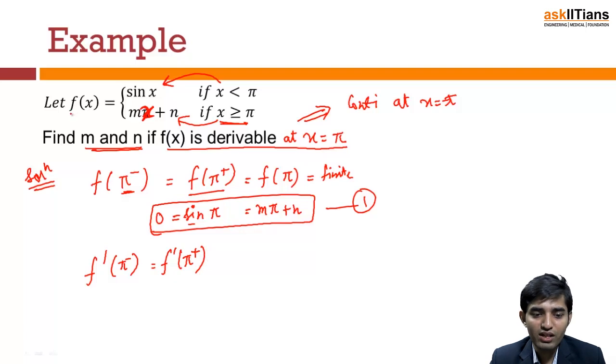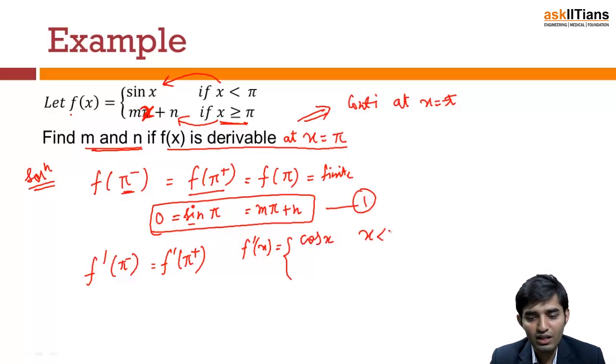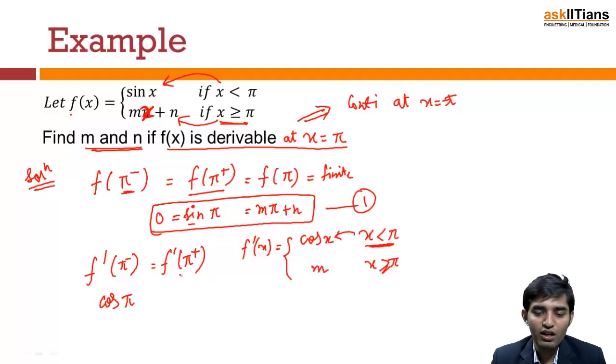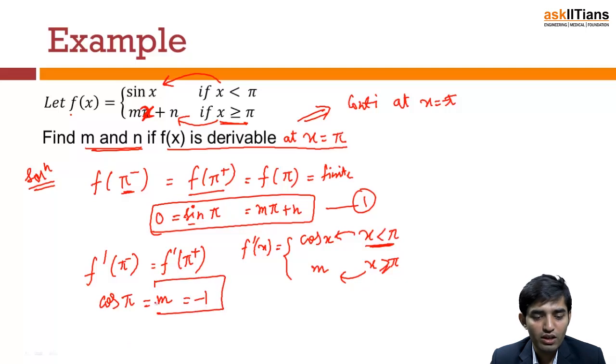Okay, now let me differentiate this function. If f(x) is given, so what will be f dash x? If I differentiate this function, sin x will be cos x if x is less than pi, and if x is greater than or equal to pi, then for this I will get mx plus n. So if I differentiate this, I will get just m, right? So what will be f dash pi minus? For pi minus I will use this definition, so this will be cos pi. Put pi in this definition, right? And now put pi in this definition, so this will be nothing but m. So m is nothing but cos pi, which is minus 1. So the value of m is minus 1.